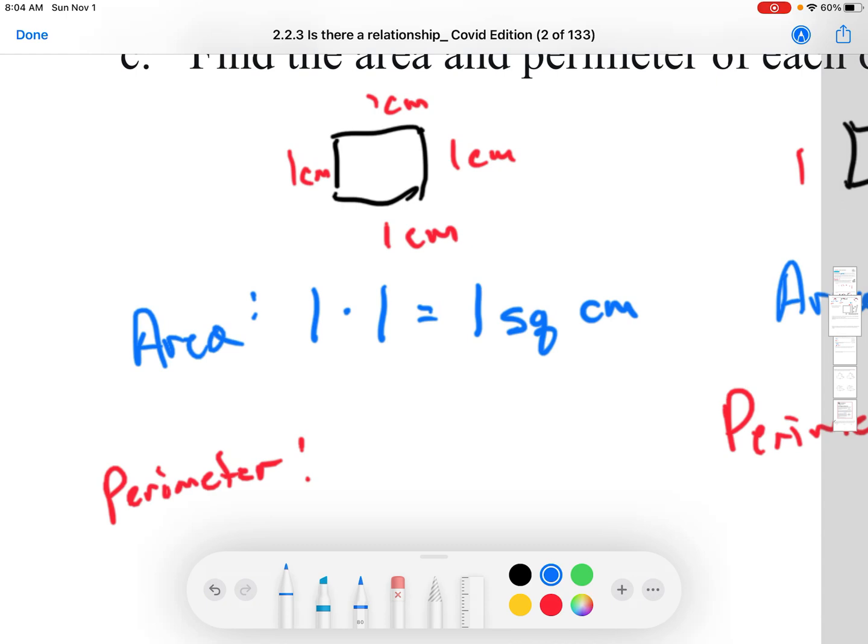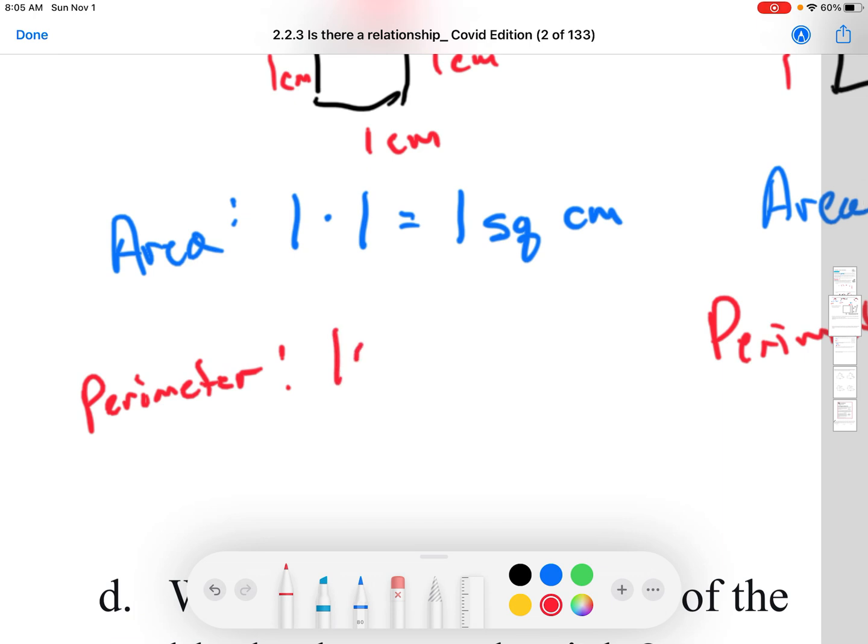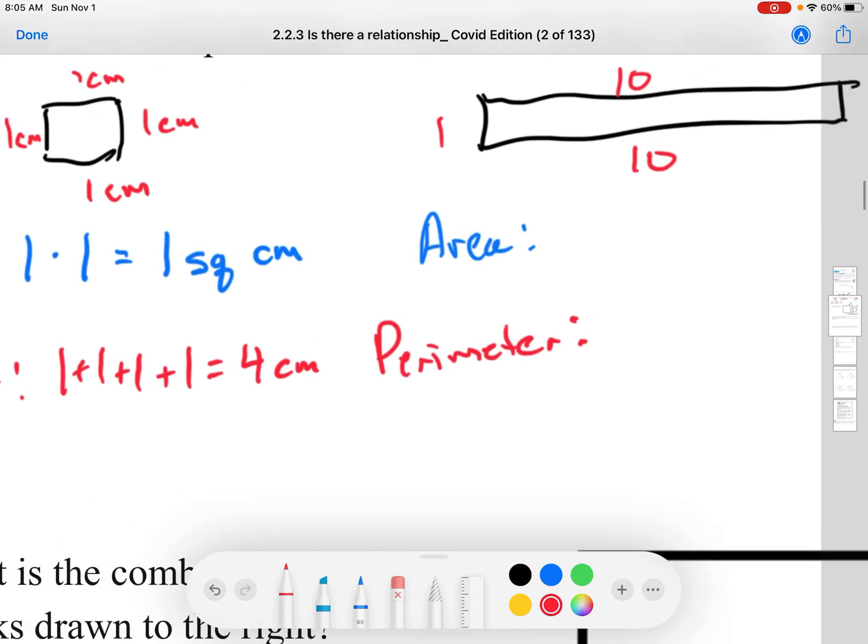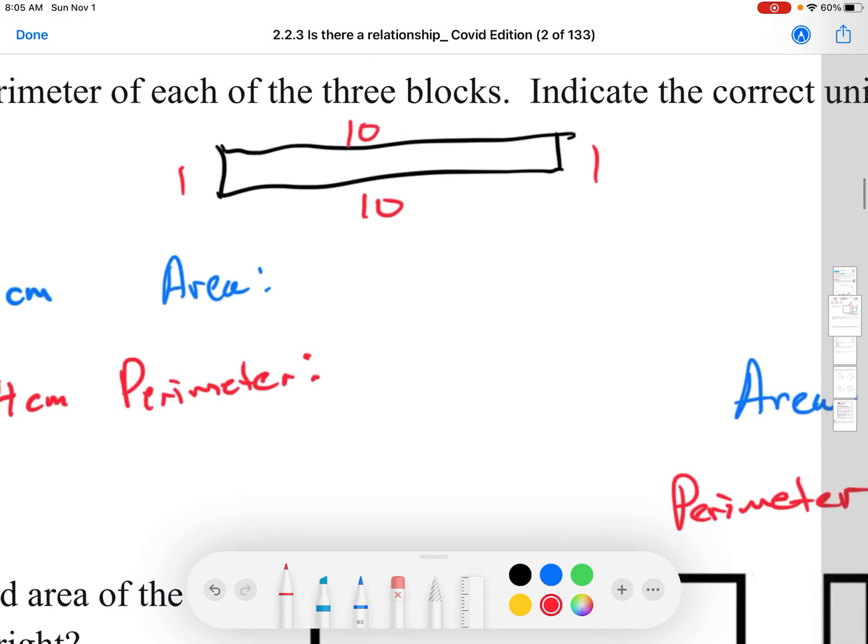When we're doing the perimeter here, the perimeter is, again, adding up all of those sides, so that's going to be 1 plus 1 plus 1 plus 1 equals 4 centimeters. Again, I cannot emphasize enough the importance of making sure that we are using the correct units now, okay? All right, let's look at this one.